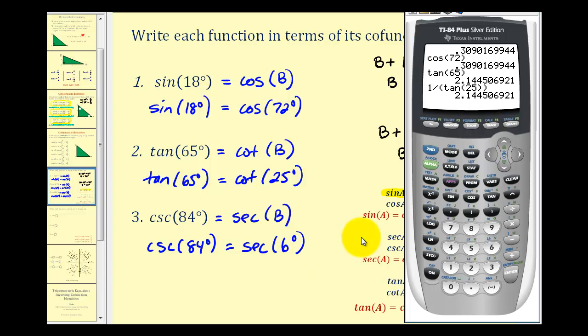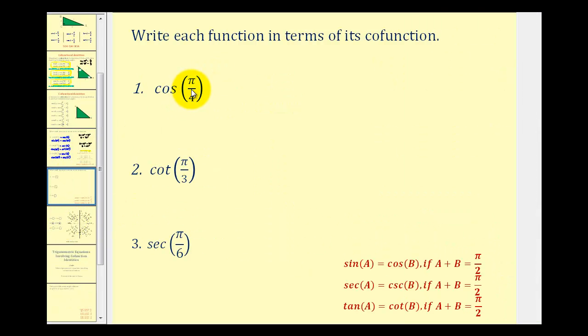Let's take a look at 3 more examples that involve radians instead of degrees. Again, the cofunction identity involving cosine also involves sine. It's going to be equal to sine of angle B, where these two angles are complementary, or in this case, have a sum of pi over 2 radians. So B plus pi over 4 must equal pi over 2.